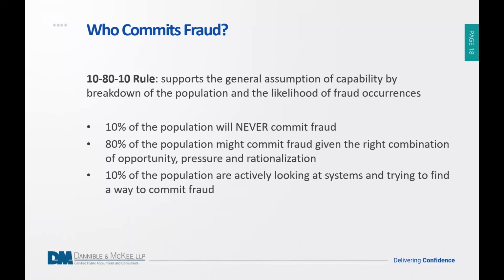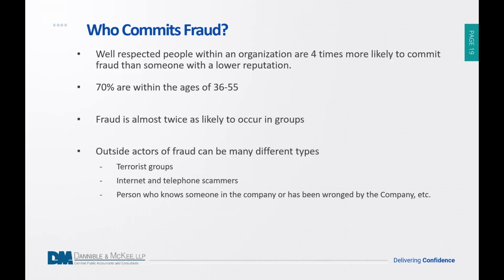Those are the 80%. And then lastly, 10% of your population is actively looking at systems and they're actively looking at a way to commit some sort of fraud. So that's the 10-80-10 rule of who commits fraud. And generally, it's well-respected people within an organization. They're 4 times more likely to commit fraud than someone with a lower reputation. It's generally someone that is higher up, someone that is well-trusted and well-respected. 70% are within the ages of 36 to 55. And fraud is almost twice as likely to occur in groups.